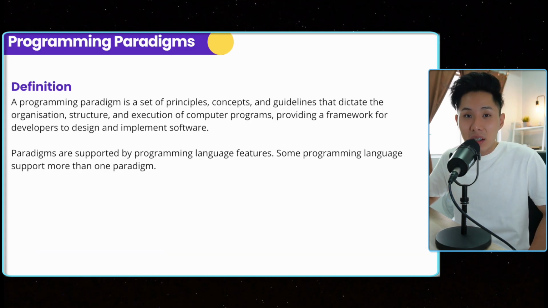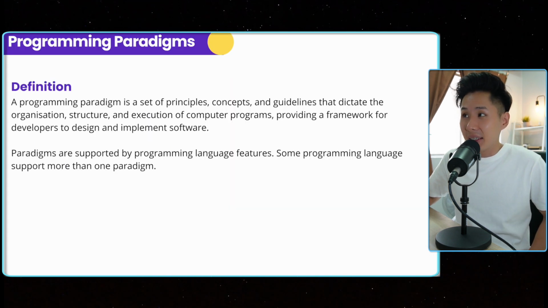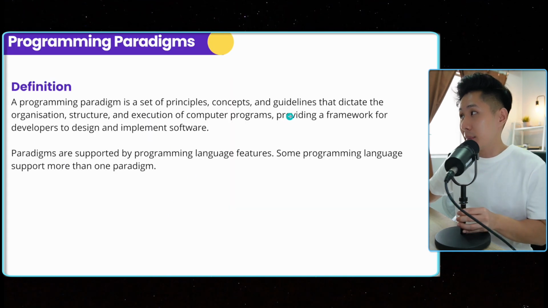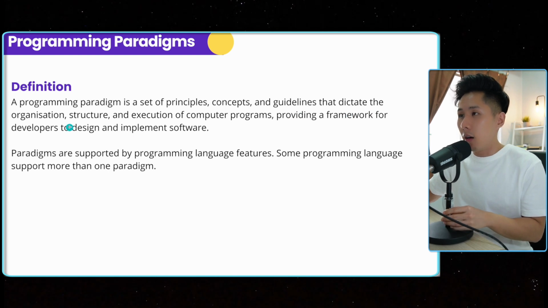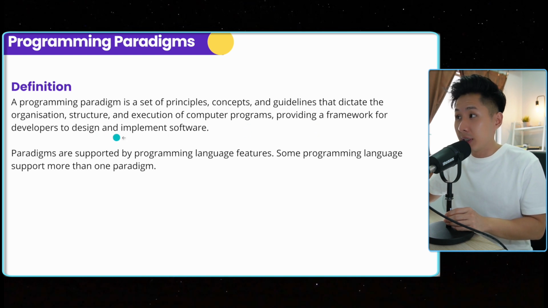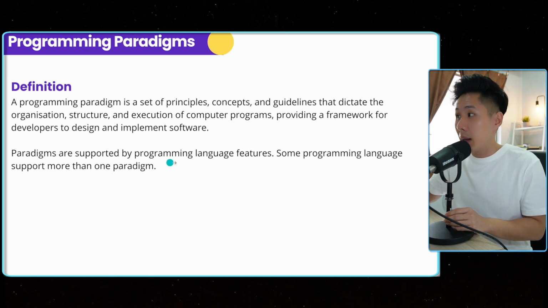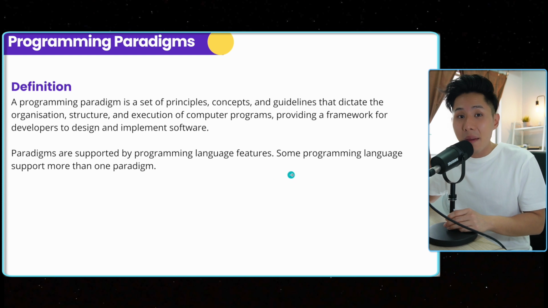And we're going to talk about programming paradigm, chapter 25. Let's define it. It is a set of principles, concepts, and guidelines that dictate the organization, structure, and execution of computer programs, providing a framework for developers to design and implement software. Paradigms are supported by programming language features. Some programming languages support more than one paradigm.